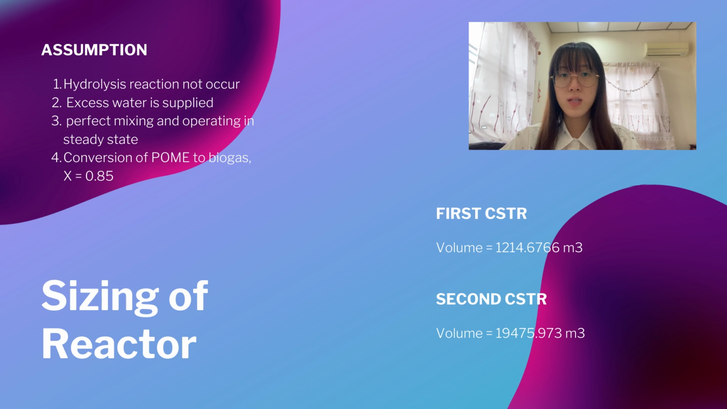So we make some assumptions before we calculate the volume. The first one, the hydrolysis reaction does not occur. Excess water is supplied. The CSTR is operating in perfect mixing and in steady state. The conversion of POME to biogas is 85%. So the volume calculated for the first CSTR is 1214.6766 meter cube. And the second CSTR volume is 19475.7973 meter cube.